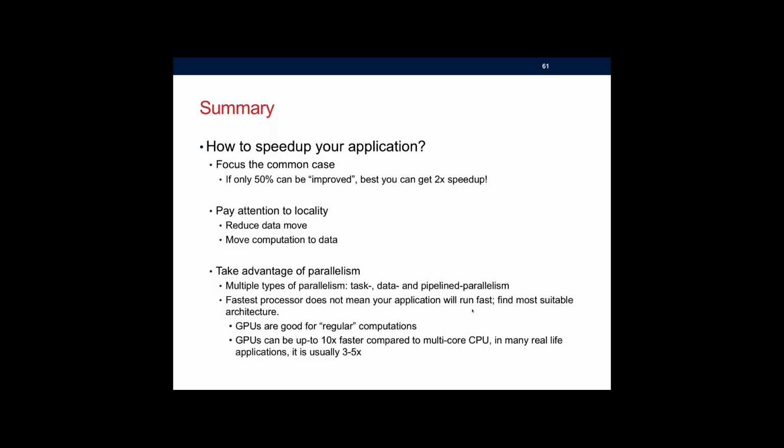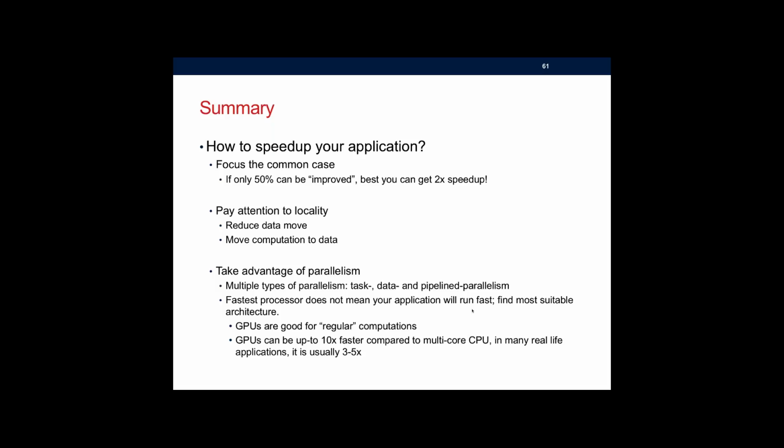And the third thing is taking advantage of parallelism. Almost everything we do has many levels of parallelism, including task, data and pipeline parallelism. You really need to take advantage of those. Don't forget, again, the fastest processor doesn't mean that your application runs fast. You need to make sure that you find the most suitable architecture. So, for example, if you're doing regular computations like the image analysis applications we have shown, the GPUs are great for them as long as you process a big chunk of images.